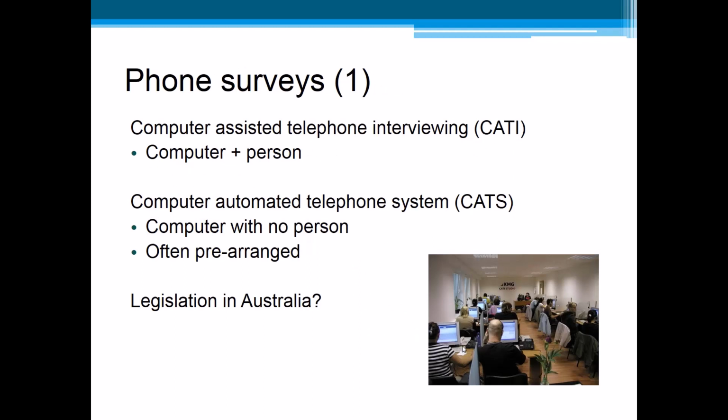Can think about different types of phone surveys, and the ones that are probably important to be aware of are described here: CATI and CATS. CATI refers to computer-assisted telephone interviewing, and this is where people might sit in a call center like you see here, and the interviewers or the people conducting the surveys phone people at home, and they're essentially reading out a script from the computer.